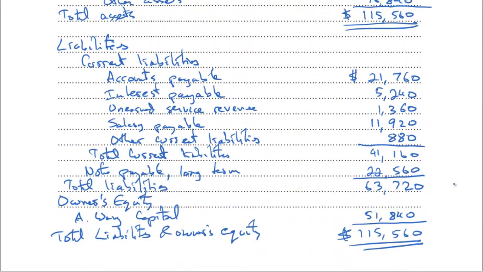Woohoo! All right. So this concludes problem 4-6B, requirement 1. Requirement 2 would have you calculate current ratio and debt ratio. I think we've done enough of that. We don't need more practice.